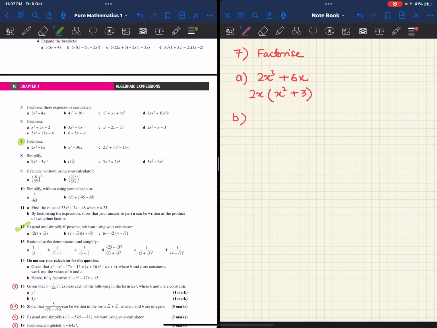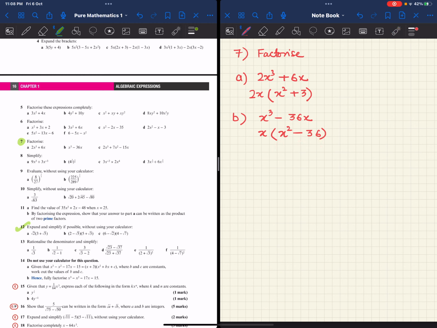Moving on to question B, we have x cubed minus 36x. Here again, we can see that we can remove x common. What is left inside is x squared minus 36. Now the bracket x squared minus 36 is a difference of two squares, because x squared is a square number and 36 is also a square number, separated by a minus sign. So this is known as difference of two squares.